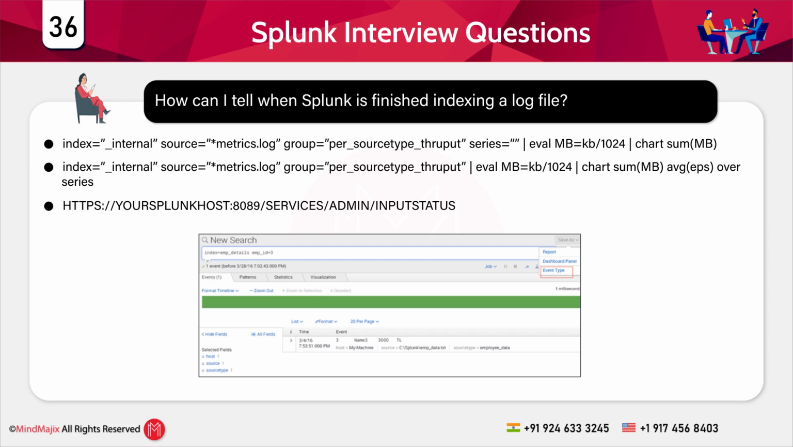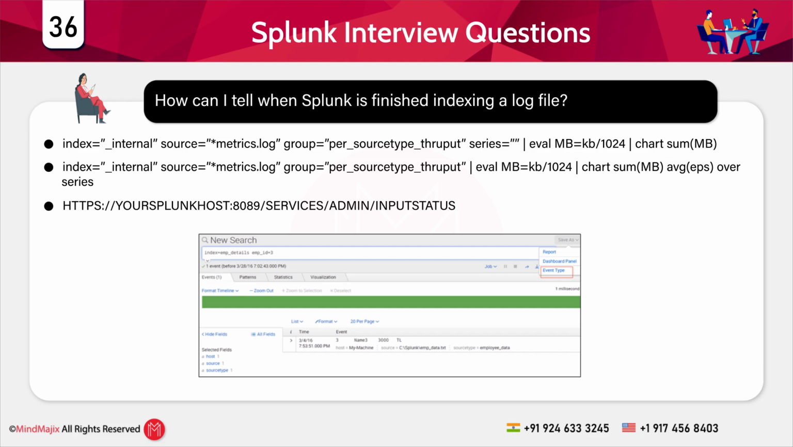After this, you must observe this second statement, as you can see over here. You must keep a few terms in mind, like sum(kb) in megabytes, and the average over series. The second statement is basically happening split by source type.